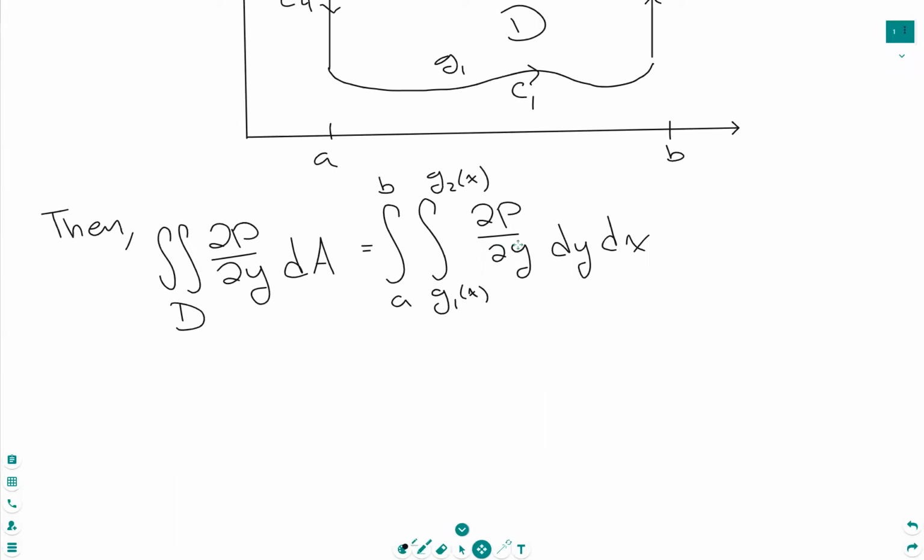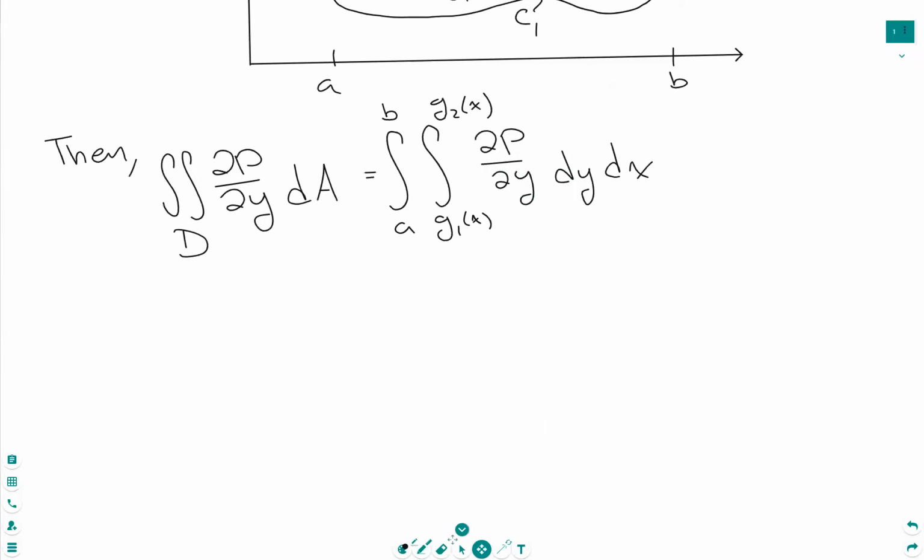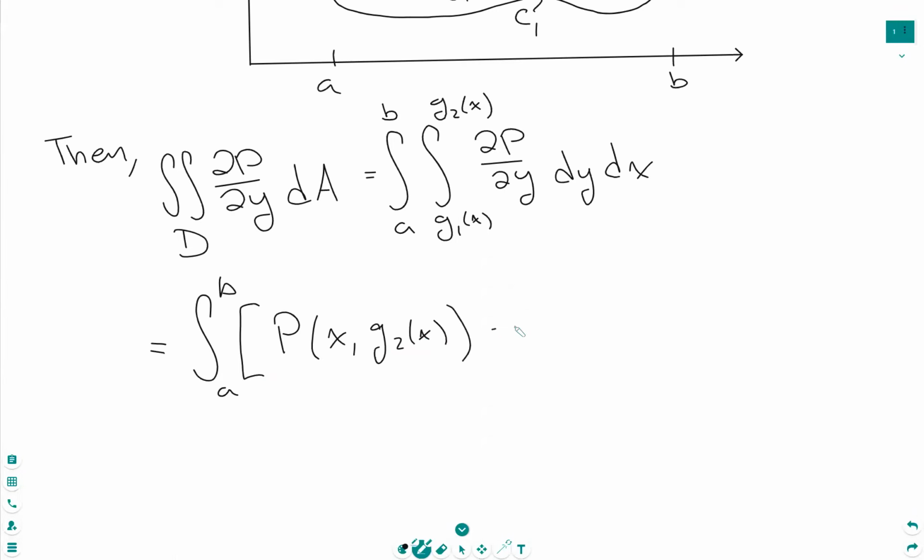Now we're taking a y partial derivative, but our first integration is with respect to y. So all we end up with is this is equal to the integral from A to B of P of X, G2 of X minus P of X and G1 of X dx. So we've integrated out the y's, and everywhere there was a y from the fundamental theorem of calculus, we put G1 or G2. So this is our resulting integral here.